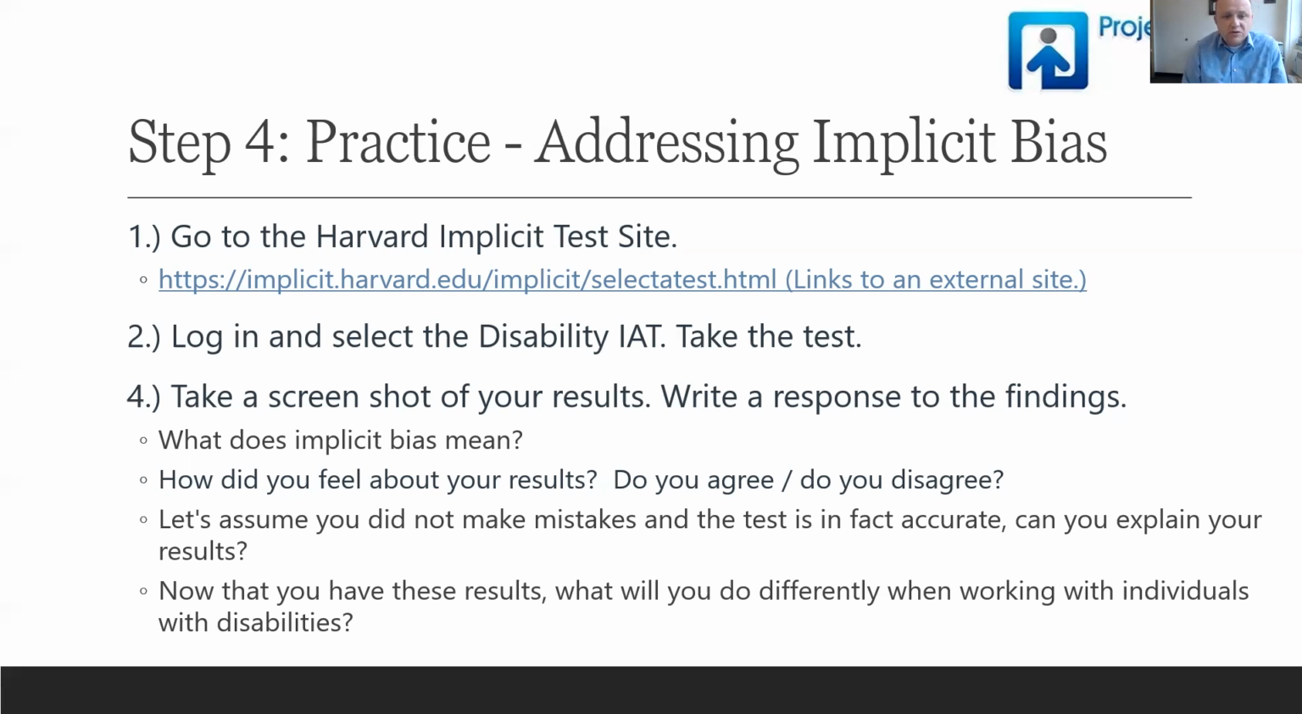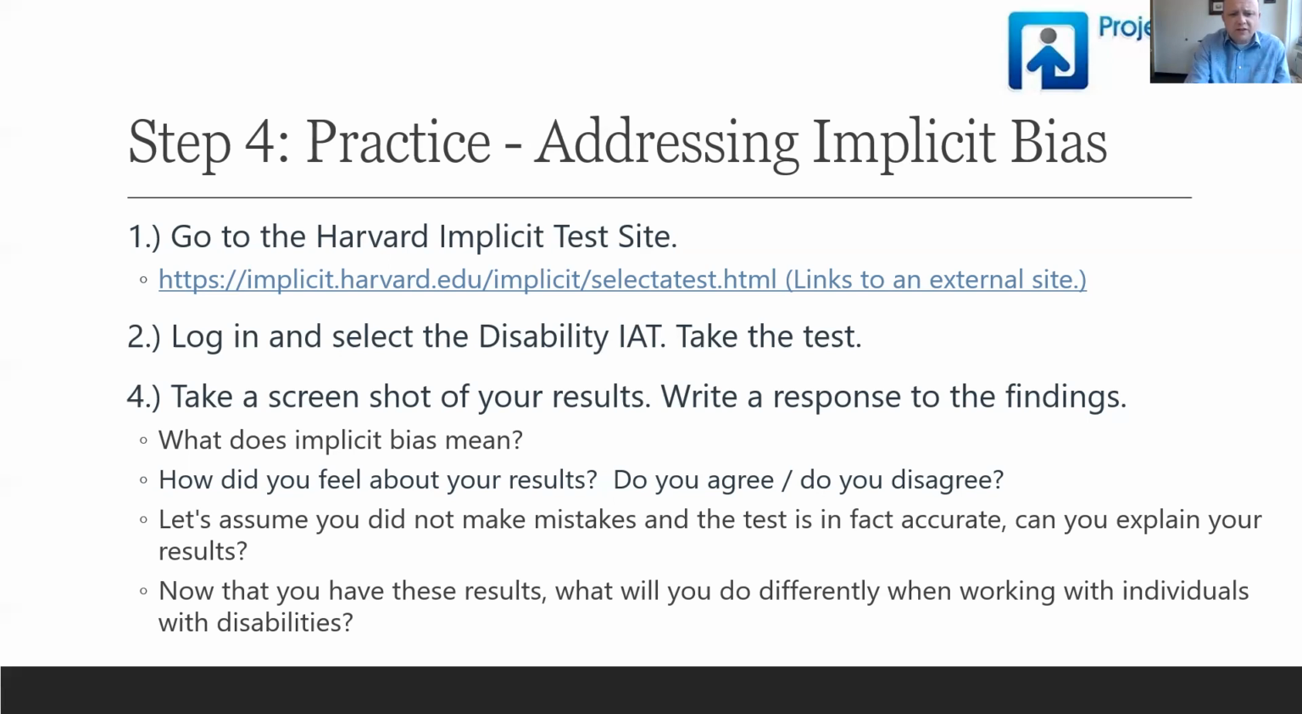Do you agree with them? Do you disagree with them? By and large, the vast majority of my students disagree with their results. The test shows that they have somewhere between a mild to a moderate to an extreme implicit bias towards individuals' disabilities. And oftentimes my students will say, this test is rigged, or it's wrong, or it wasn't right for this reason or that reason, or they try and explain away their test results. Even though before taking it, we talked about how reliable and valid it is.